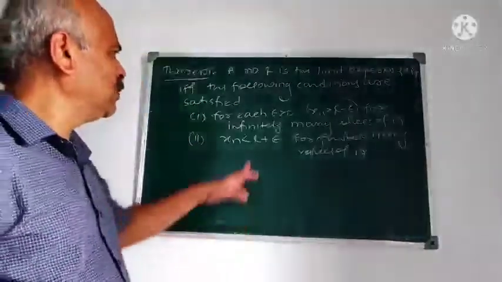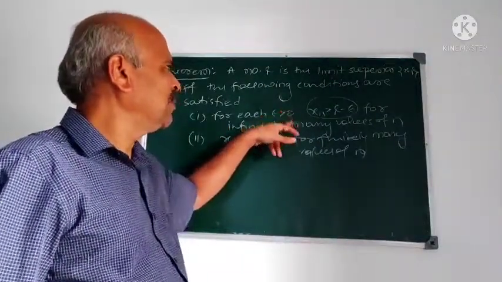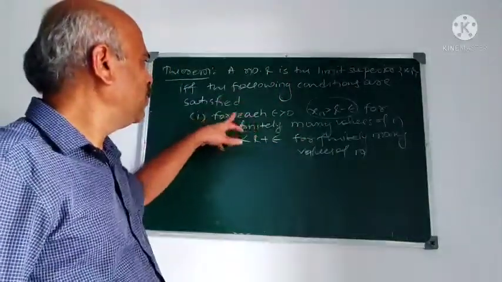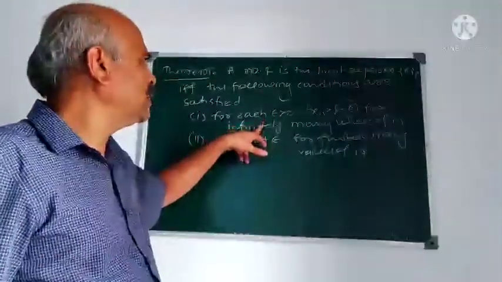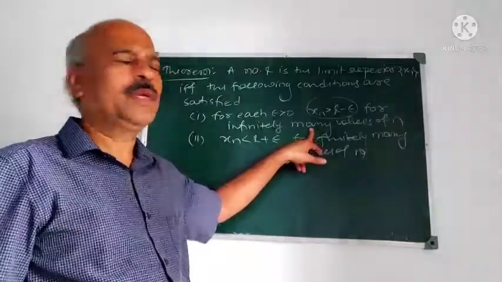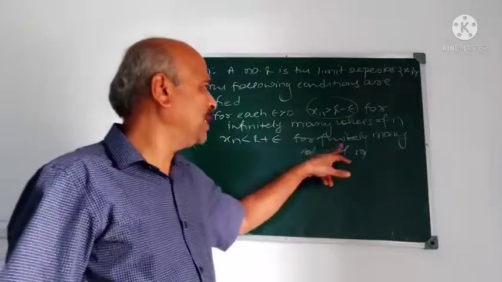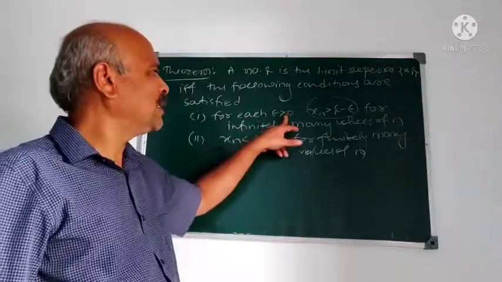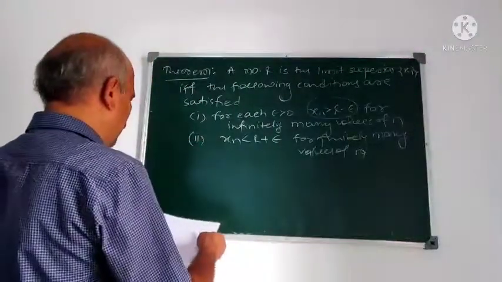We prove this, but in your syllabus this theorem is not there. But we use the statement of this theorem, so I give the statement only. Understand what this is: L is the limit superior of the sequence if these two properties are satisfied. Xn greater than L minus epsilon for infinitely many values of n, and Xn less than L plus epsilon for only finitely many values of n, because L is the greatest limit point here. Limit superior means greatest limit point, so these two conditions are satisfied.